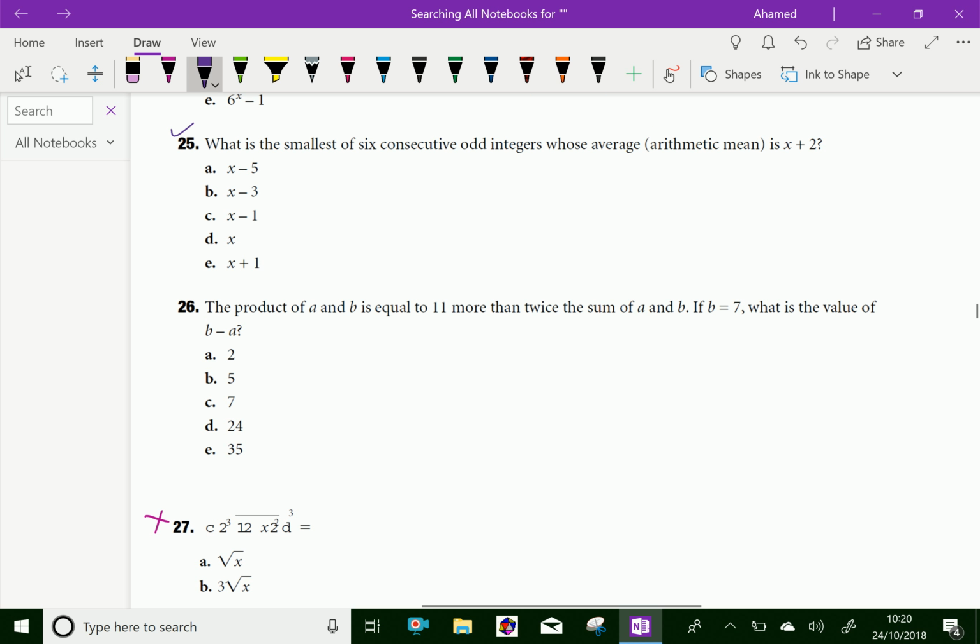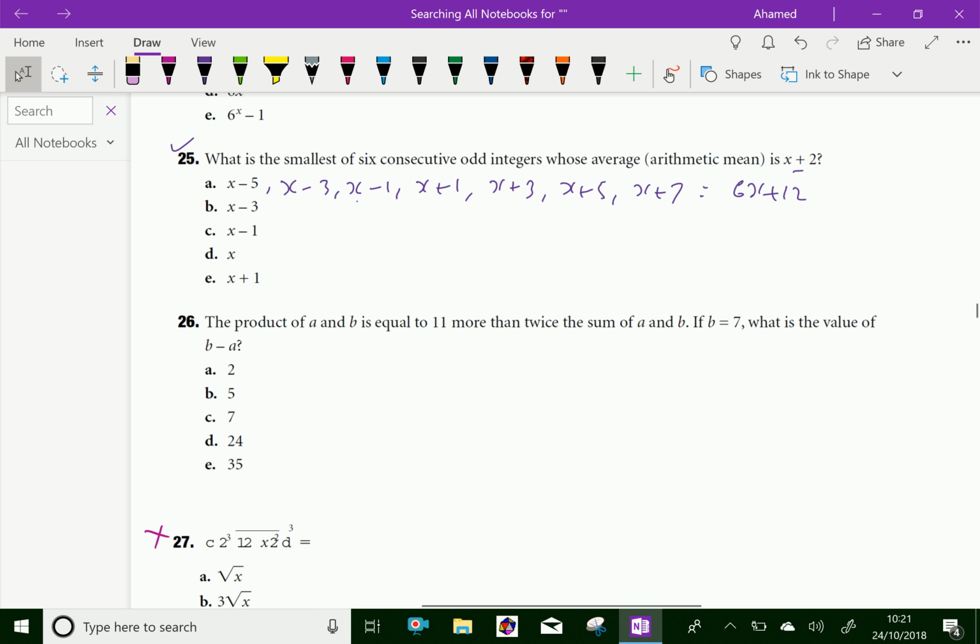Then, what is the smallest of 6 consecutive odd integers whose average, that is arithmetic mean, is x plus 2? Suppose we take the numbers as x minus 3, x minus 1, then x plus 1, adding 2 each time, x plus 3 and x plus 5, and one more number, x plus 7. Here the addition is 6x, and in the constants minus 3, minus 1, plus 1, plus 3 and so on cancel, leaving 12. So the total is 6x plus 12.